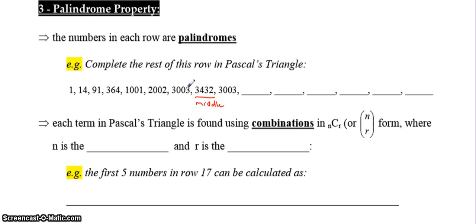So that's 3003 there, 3003 there. That's 2002 there. That would be 2002. Next one is 1001. Next one is 364. Next one is 91. Then 14. And then the last one is 1.